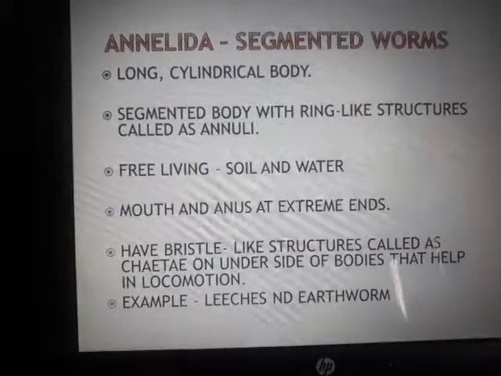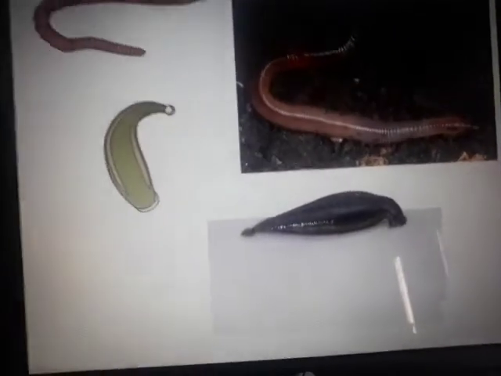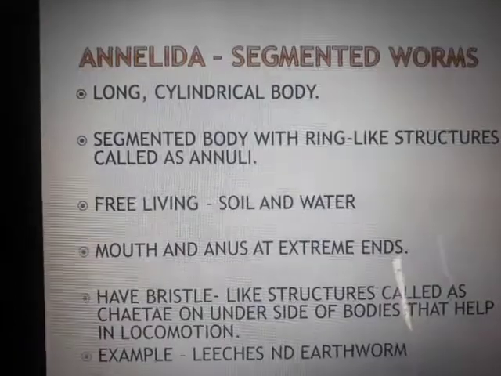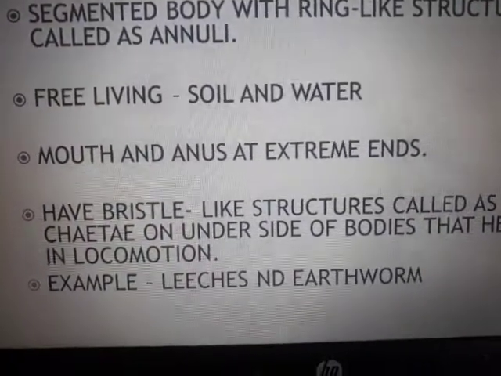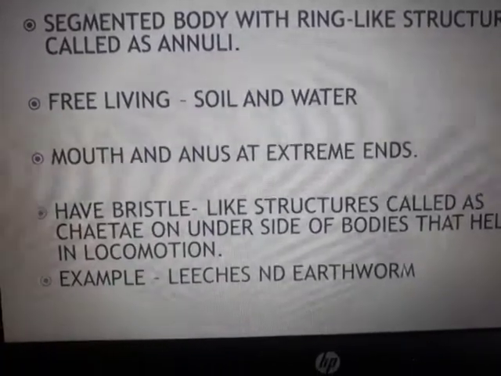See, they have a long cylindrical body, okay? Maybe just see the picture. They have a long cylindrical body, and you can see lines on that body. That is why they are called segmented. Long cylindrical body segmented with ring-like structures called annuli. Okay, annuli. Yes, they are free living.